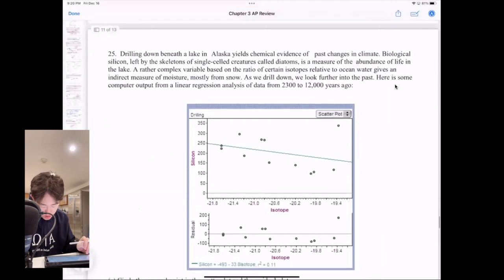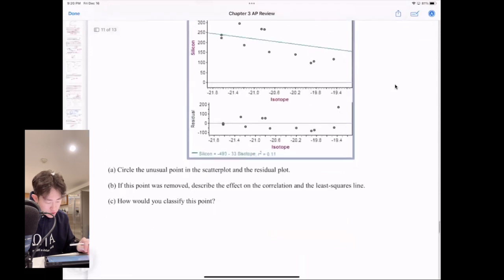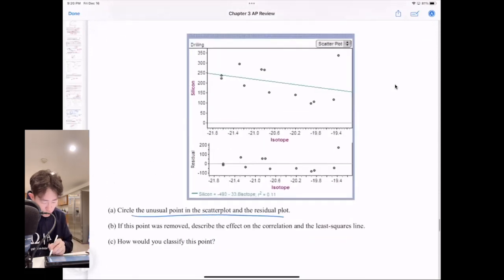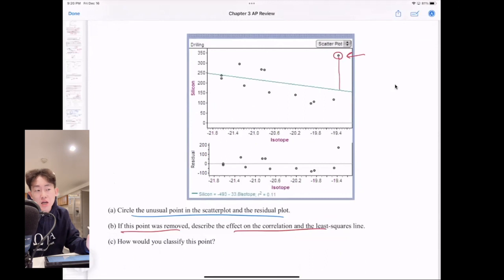For number 25. Okay, so 25, we have circled the unusual point. And obviously, can we all see that it's this one right there, far above the rest of the group? If this point was removed, describe the effect on the correlation. This obviously creates such a high residual with the line that your correlation coefficient actually went down. It's not a good fit because of this dot.